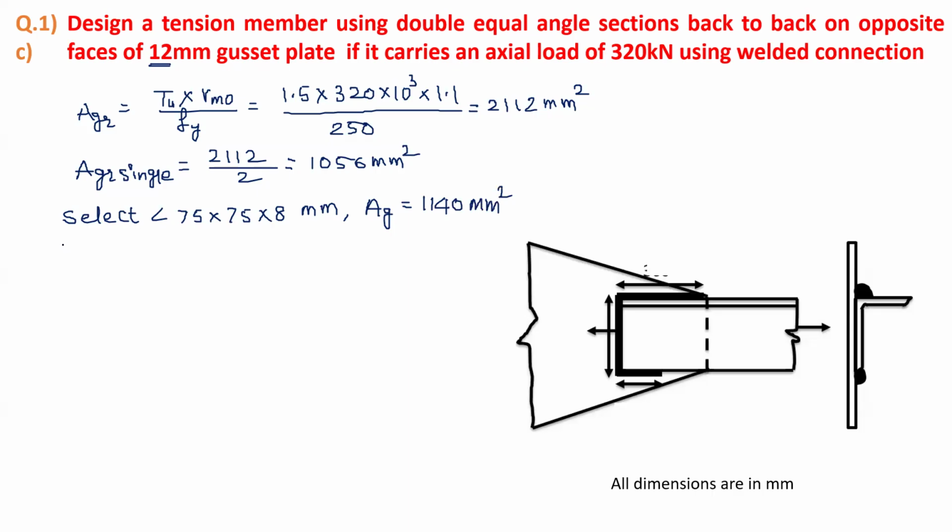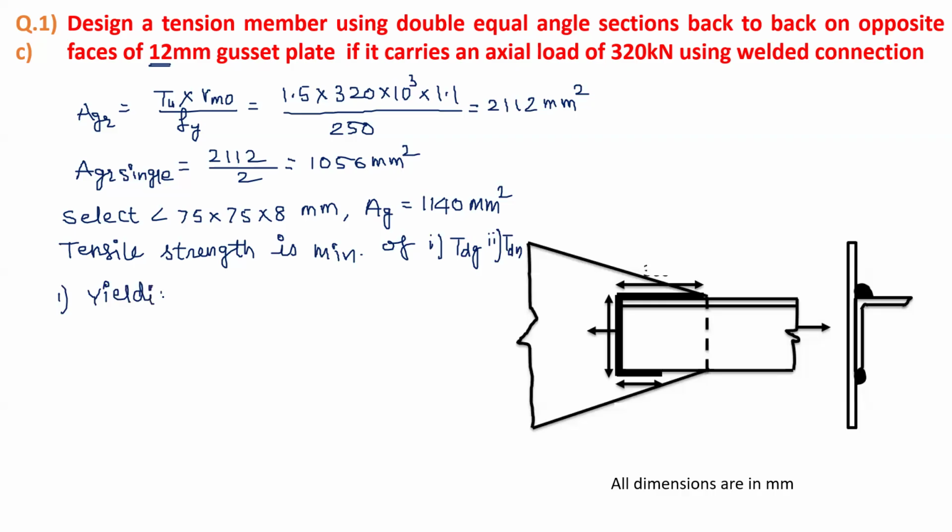Now we know tensile strength is the minimum of, as we have a welded connection, they have mentioned using a welded connection. So we have two only. One is TDG and second is TDN. So first we will go to tensile strength due to yielding of cross section.